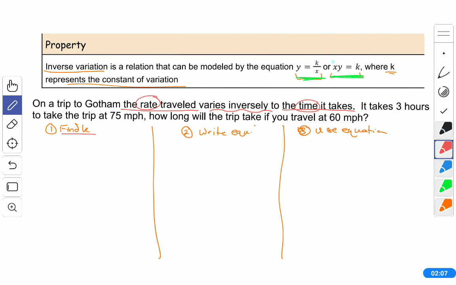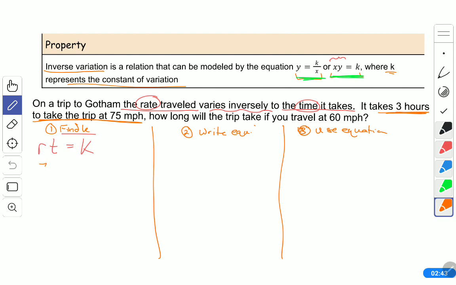For inverse variation, though, it's very forgiving. Even if you were to use the wrong thing for the wrong variable, it doesn't really matter. So I'm going to use the second format and change it to r times t, rate times time, equals k. Now, the completed set of information that I have here is takes 3 hours to take the trip at 75 miles per hour. We have both the time and the rate. So that is my completed set of information.